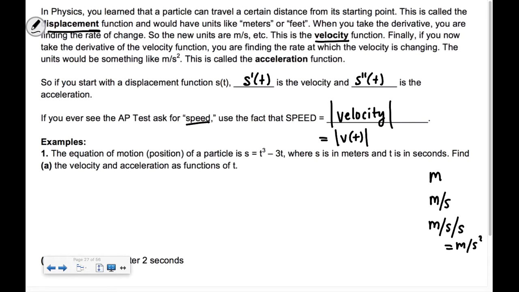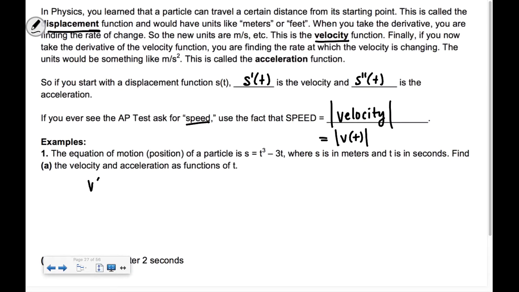All right, number 1 says the equation of motion, in other words, the position of the particle, is s equals t cubed minus 3t, where s is in meters and t is in seconds. So right now, our function is in meters. It's some kind of position or displacement, right? So find the velocity and acceleration as functions of t.